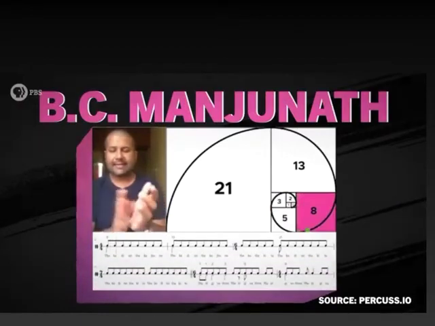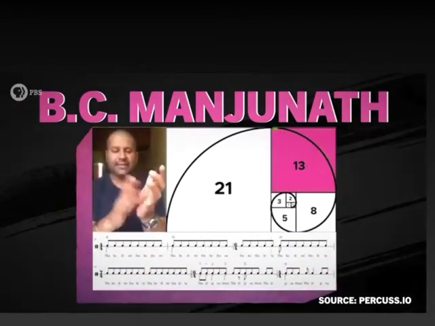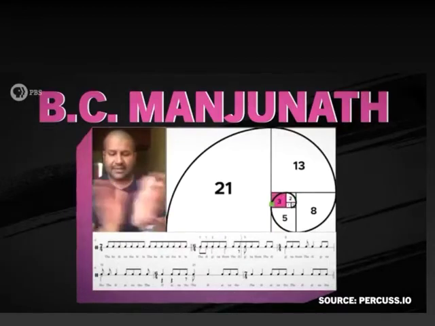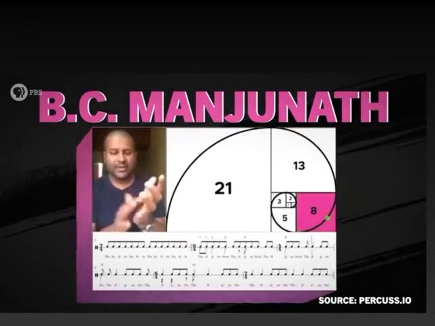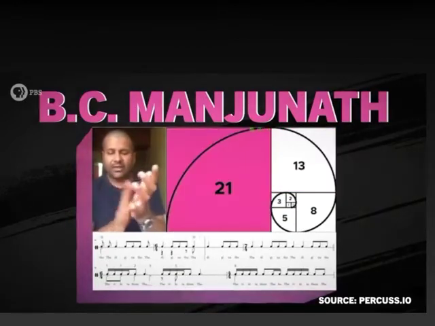Manjunath wrote this as a tribute piece after the death of his father, who had introduced the Fibonacci sequence to him as a teenager. This style of music is Carnatic music from southern India and is characterized by a very complex rhythmic system. Manjunath used the first 8 numbers of the Fibonacci sequence to compose the intricate rhythms in this piece. By the way, this is the phi moment of this video.